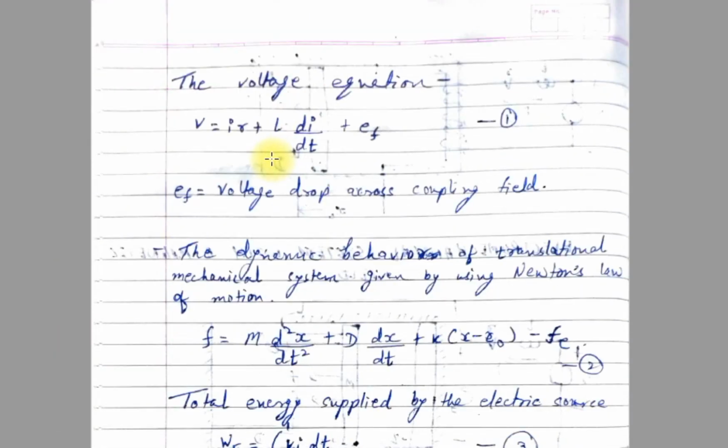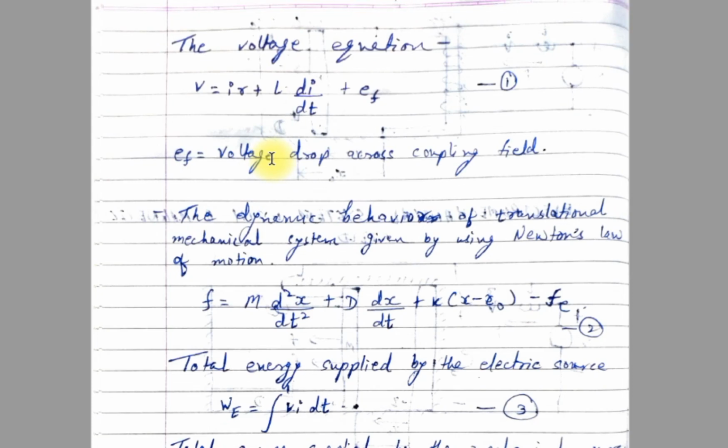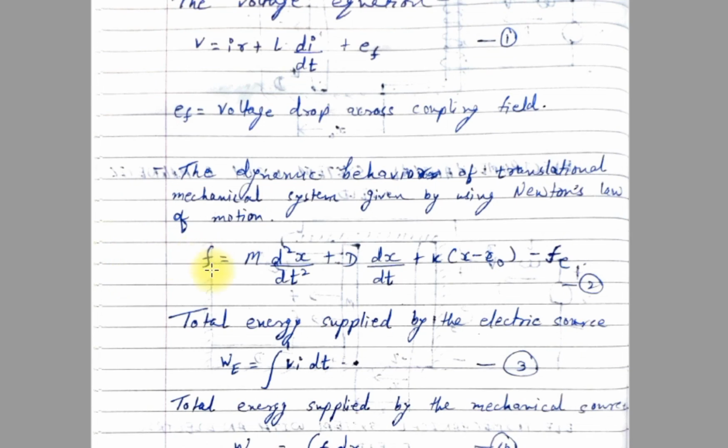Okay, so moving ahead, the dynamic behavior of the translational mechanical system is given by Newton's law of motion, which is F is equal to m into d square x by dt square plus D into dx by dt plus K into (x minus x0) minus Fe.